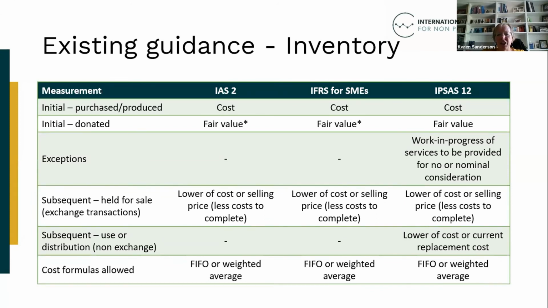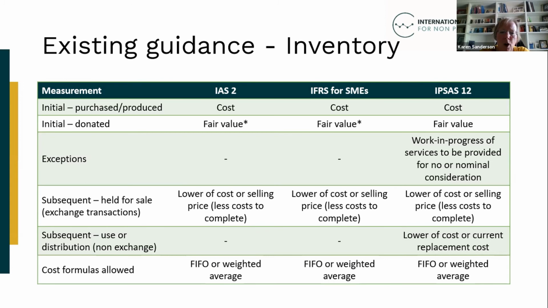So both international and national accounting standards adopt similar principles for accounting for inventories, and the differences between the standards relate to whether specific provisions are required for donated assets, the application of the standard to work in progress of services provided at no or minimal consideration, and the measurement of inventory that's held for use or distribution. We've used these approaches to develop the three alternatives that we have put in the consultation paper.